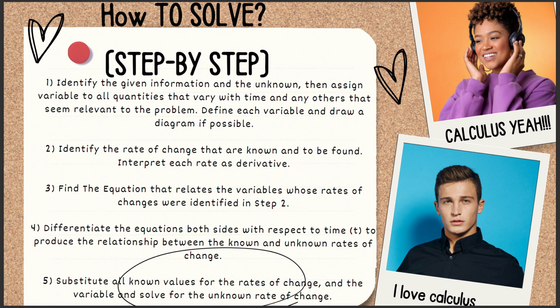Okay, next. The next step is to differentiate the equation on both sides with respect to time to produce the relationship between the known and unknown rates of change. And then lastly, we need to substitute the values for the rates of change and the variables and solve for the unknown rate of change.